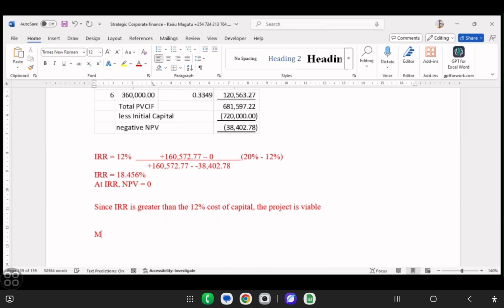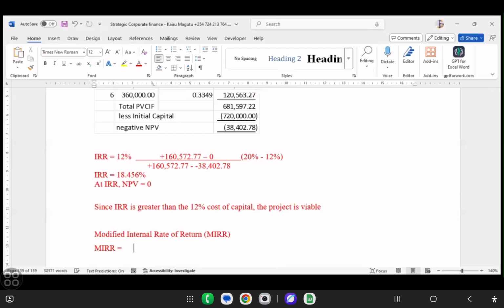That is the other one. I want to explain using the same modified internal rate of return. We call it MIRR. MIRR, the modified internal rate of return, is equal to the nth root.